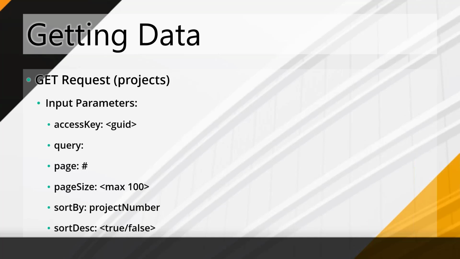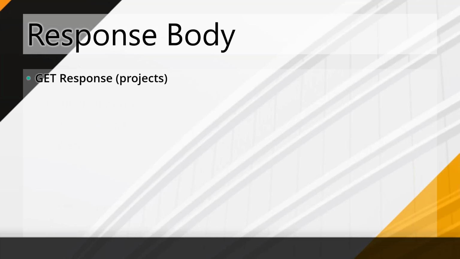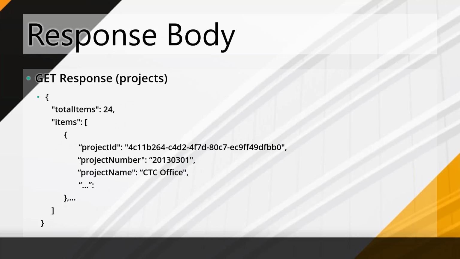So you have the ability to control which order, which direction that sorting actually takes place. Now, when you send this GET request, you're going to get a response back. And that response, the GET response for projects specifically, looks something like this. This is JSON code, just a standardized JSON format, and it has curly braces at the beginning and end.